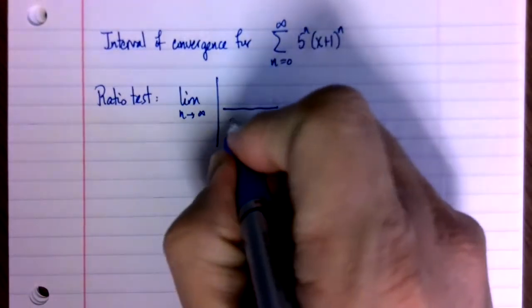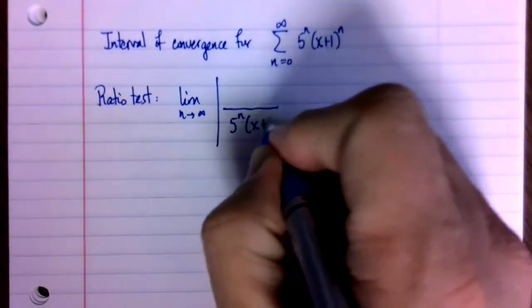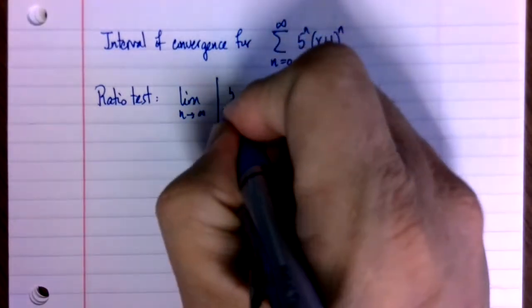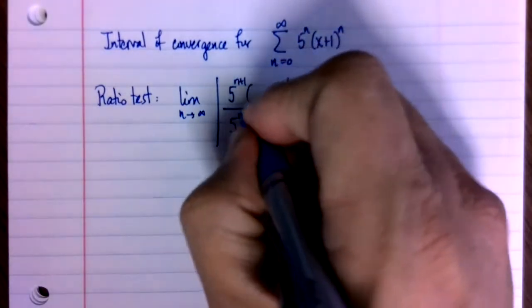The denominator will be the nth term. And then the numerator, I'll have the same thing, except everywhere I see an n, I'll replace it by n plus 1.